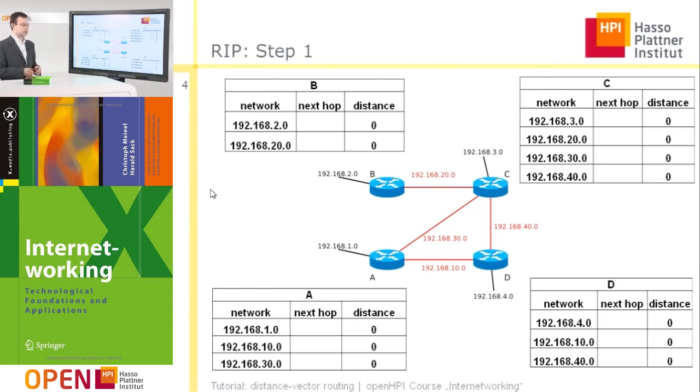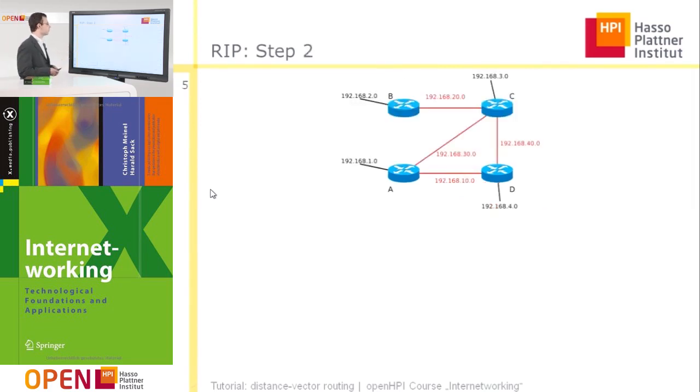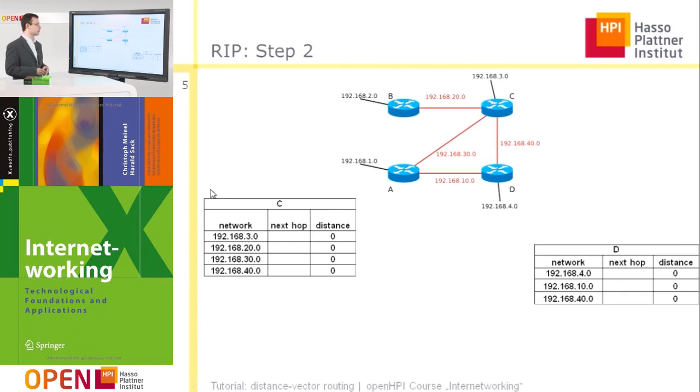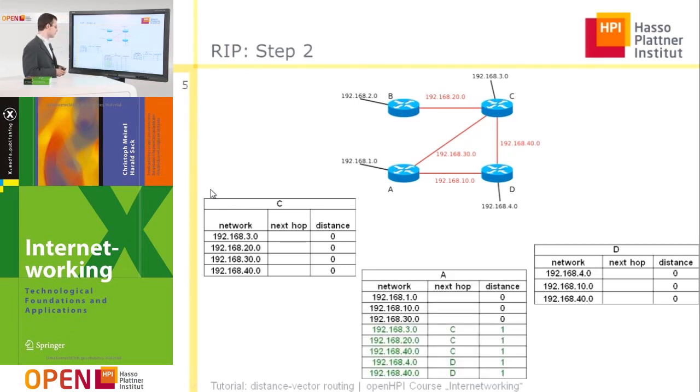After this, the routers will start exchanging the information they have in their routing table, and let's have a look at how they do this on the example of router A. So the router A, during the routing update step, should receive the routing tables of router C and router D. These are the tables that were filled during the initialization of the routers, only with directly connected networks, and the information about these networks is now sent to the router A.